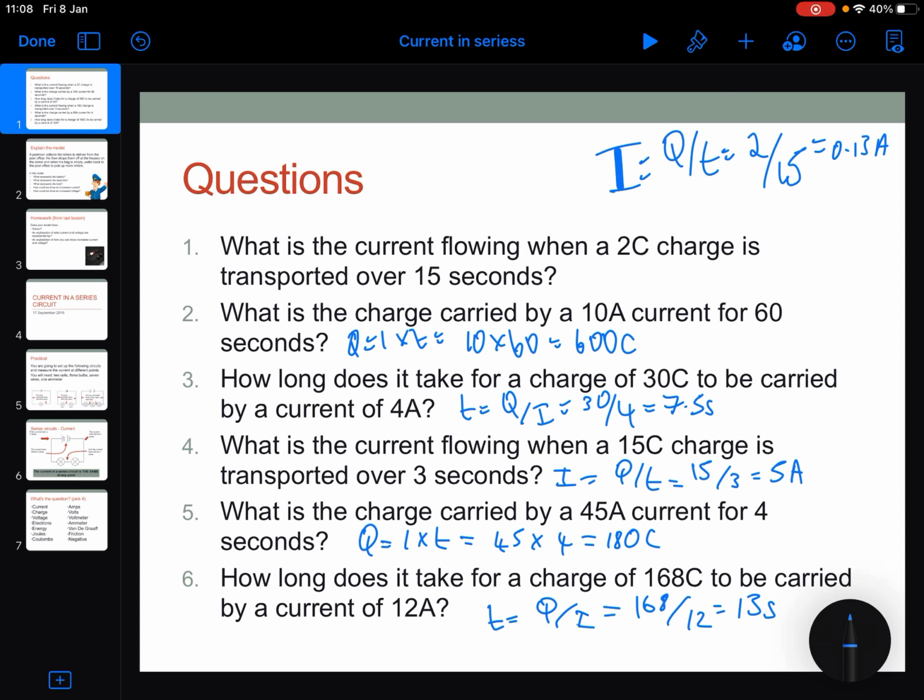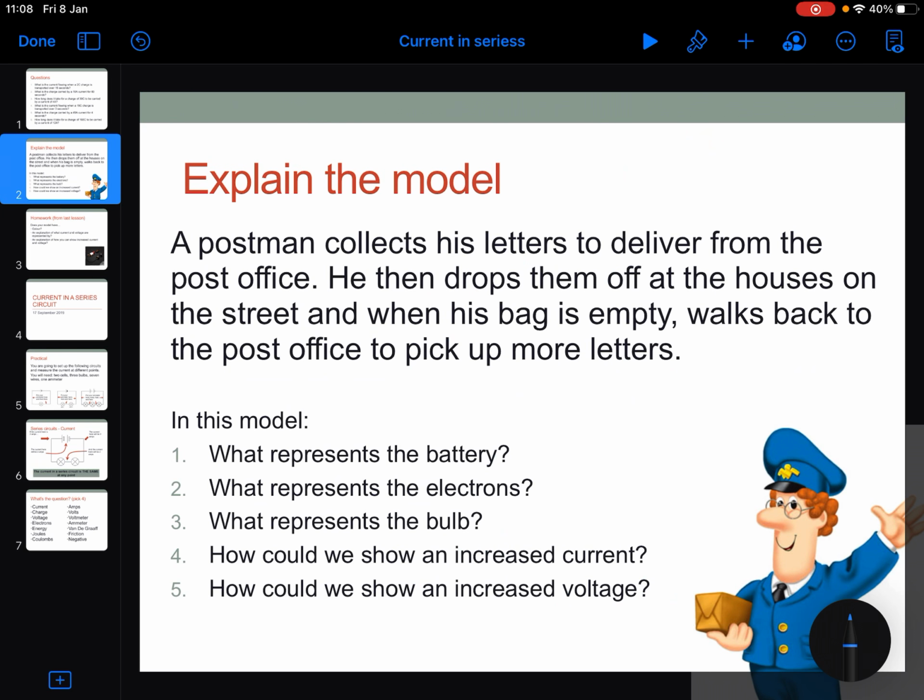The next thing we are going to do is have a little look here. A postman collects his letters to deliver from the post office. He then drops them off at the houses on the street, and when his bag is empty, walks back to the post office to pick up more letters. Now this is a model to explain electricity. So I want you to think back about what you learned about current and voltage, and we are going to try and explain this model and how it links to electricity.